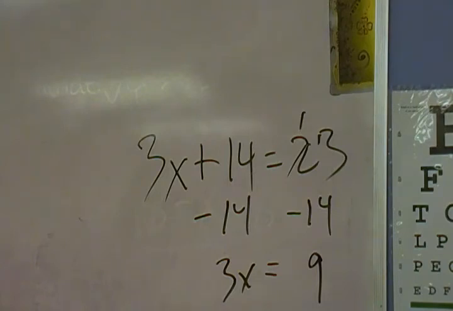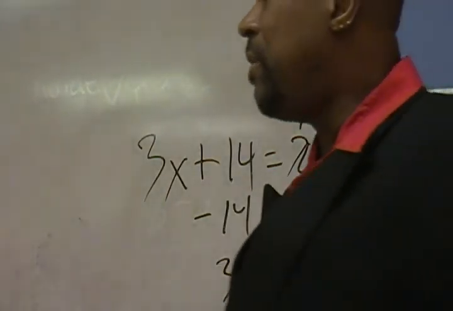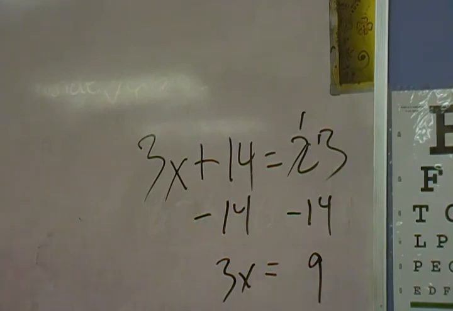All right, here you go. You ready for the next one? Now remember, this is going to take in consideration all the stuff that we've been talking about. All right? It says, a number decreased by 16 equals 39. A number decreased by 16 equals 39.